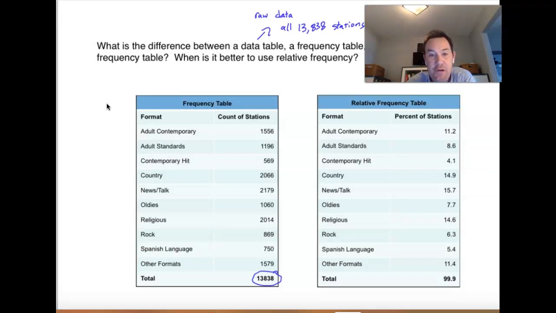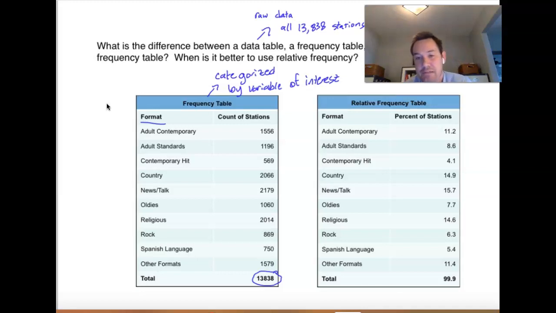So the next thing we have is a frequency table. A frequency table has now categorized some of your data for you by variable of interest. Okay, so now we've taken the 13,838 radio stations and we've broken them up into a variable of interest. In our case, the variable of interest would be format. So that's the style of radio station. So they're all put in a category.